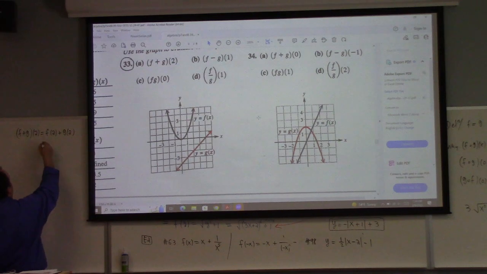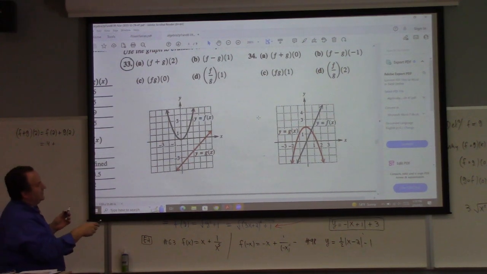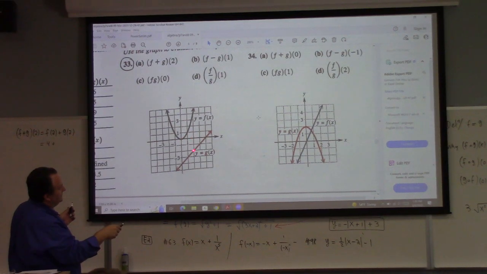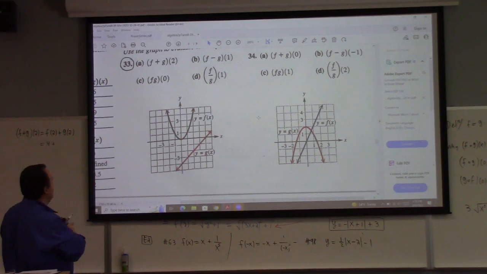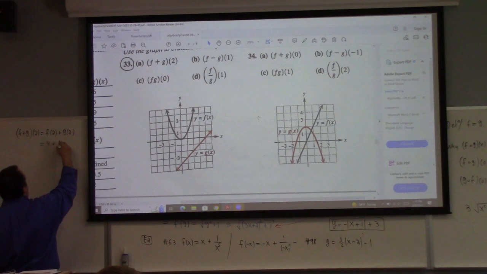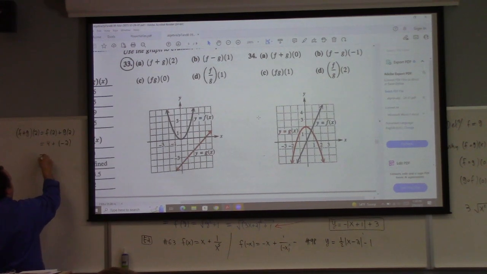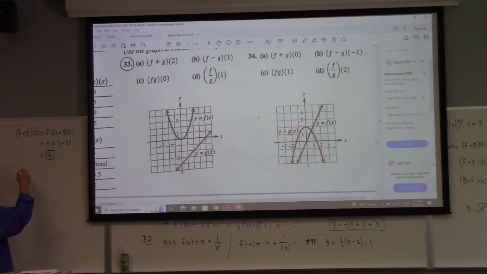What's g of 2? Yeah, g of 2, down here it's minus 2, right? So even though we don't have a formula for f and g, if we have a graph, we can figure these questions out. What's f times g of 0?